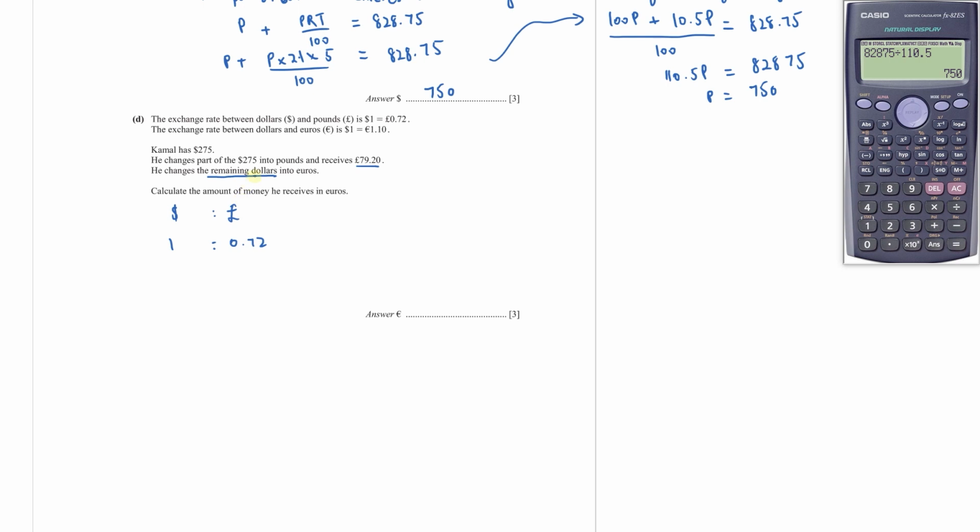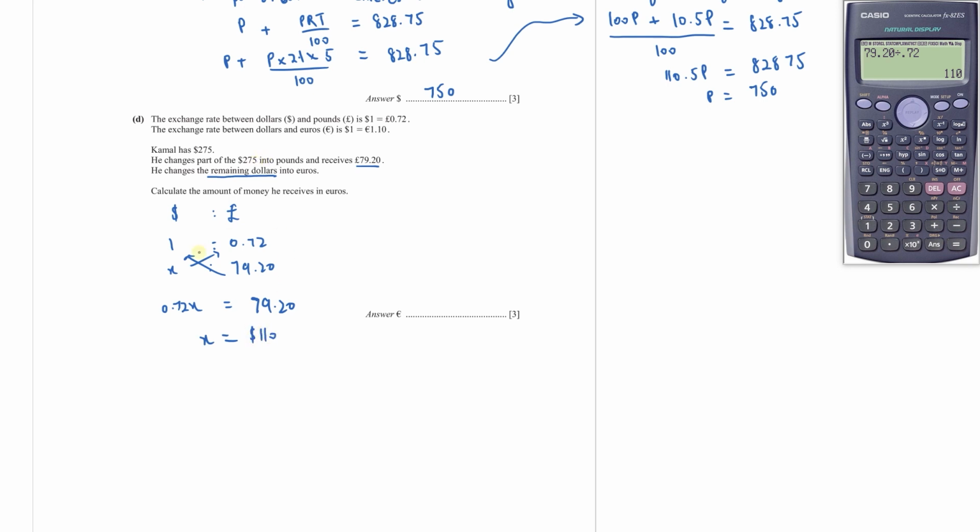And then you have to calculate the dollars, let's call them X, for 79.20 pounds. So if I cross multiply and form the equations, I will get 0.72x equals 79.20. So x will be 79.20 divided by 0.72. So this is $110.